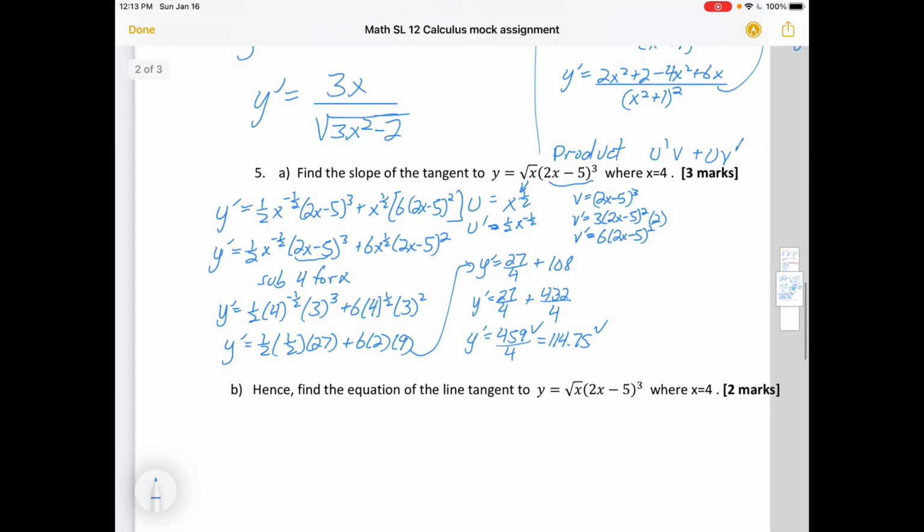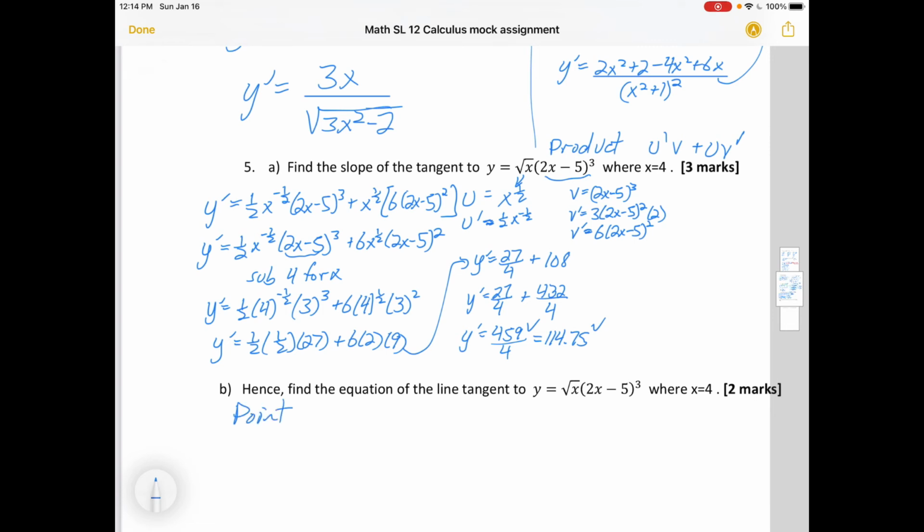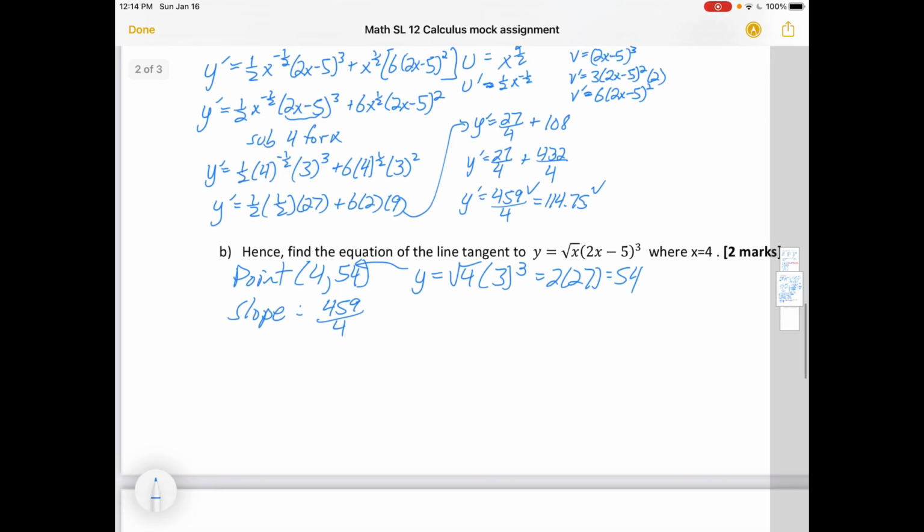Now we have to find the equation. To find the equation, we need a point and a slope, so that we can use what formula? You guessed it, the point-slope formula. I'm going to leave this as a fraction. I think it'll be easier if I'm working without a GDC. Okay. So the y value here would come from subbing in 4 into the original. So 2 times 4 minus 5 is 3 cubed. So it would be 2 times 27, or 54. So here's the point.